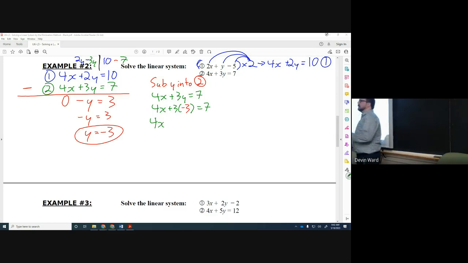Okay, so 4x plus 3 times negative 3. 3 times 3 is 9. But because you have a positive and a negative, you get negative 9 equals 7. Okay, and then just like we did last time, we'll have to move the 9 over to get 4x by itself. When the 9 crosses the equal sign, we change the sign on it, it becomes positive. So 4x equals 16, and then we divide.